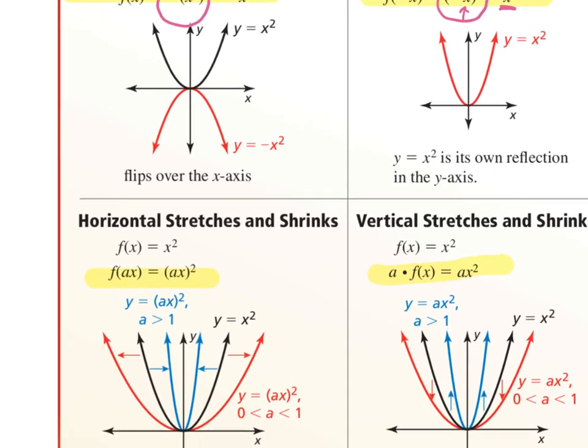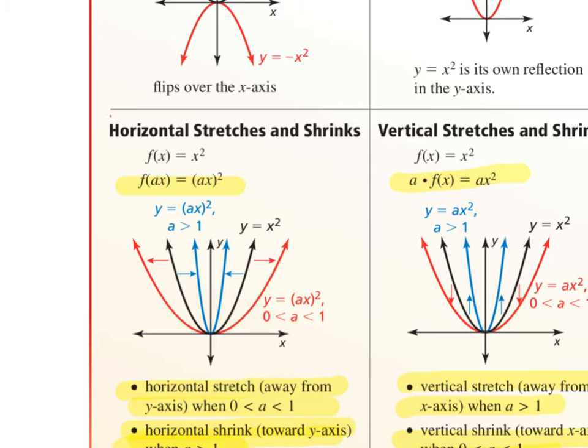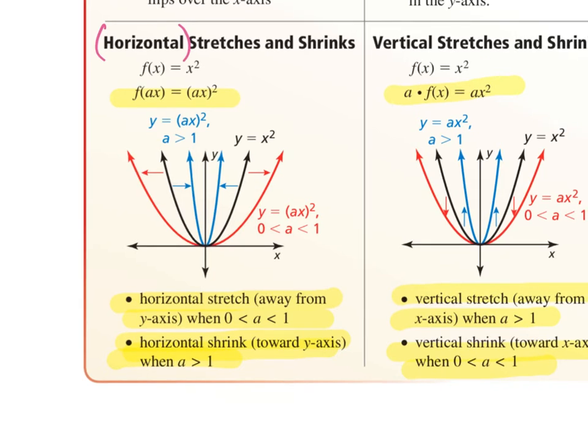Next, we're going to look at horizontal stretches and shrinks. So horizontal happens on the inside. A horizontal stretch is when we have a fraction, so some number being multiplied to our x that's in between 0 and 1. So this is a stretch when we have a fraction. And then when we have a number that's greater than 1, we have a shrink. So just think, horizontally stretching, you're stretching it out horizontally. Horizontal shrink is when you shrink it in horizontally.